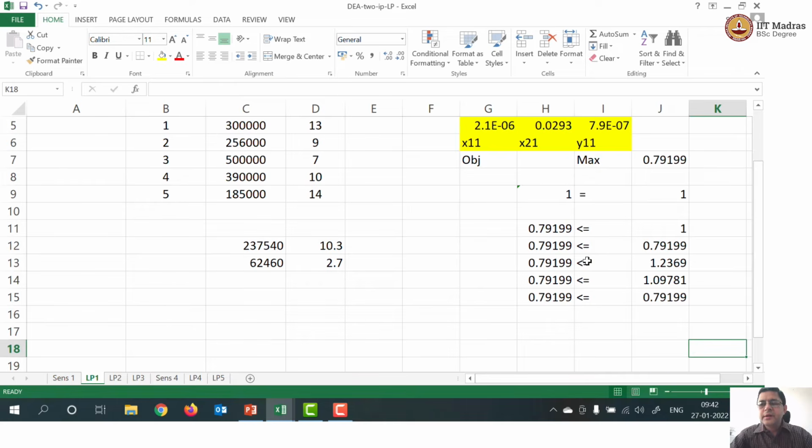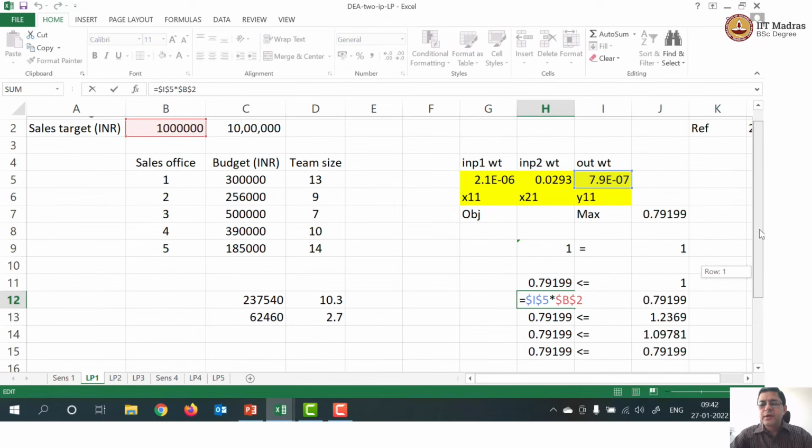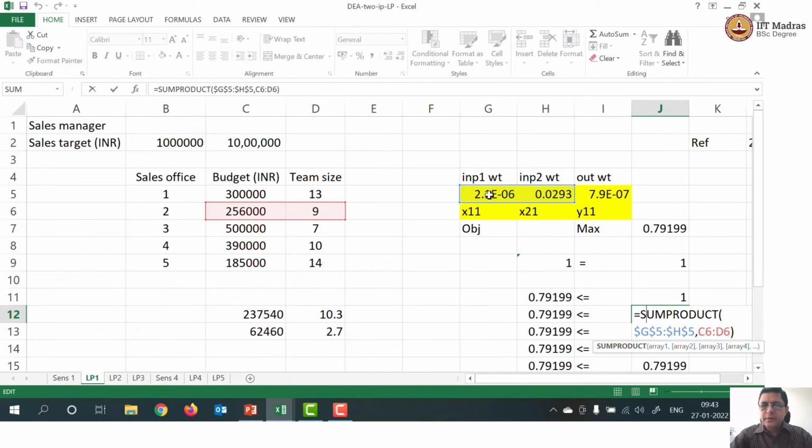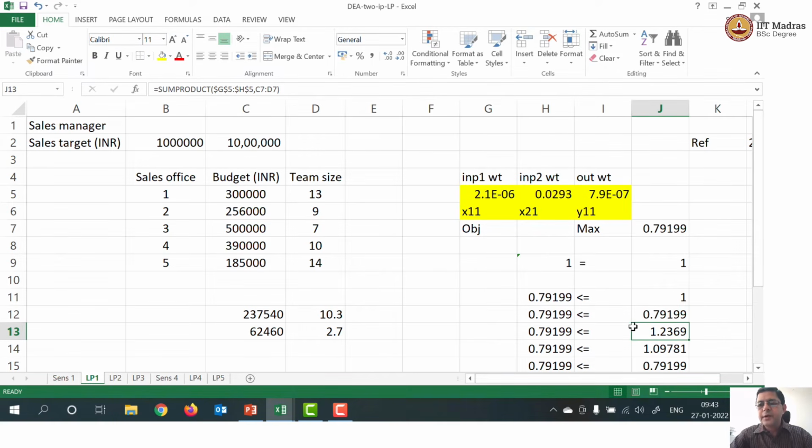Similarly you write the other constraints also. This is for DMU number 2. What is the left hand side? Left hand side is the numerator. Numerator is the output weight used by DMU 1. The output is 10 lakhs for everybody. The right hand side is weights used by DMU 1, which is right here, x11 and x21. However, the input values will be the values corresponding to the DMU 2. So 256,000 and team size of 9.